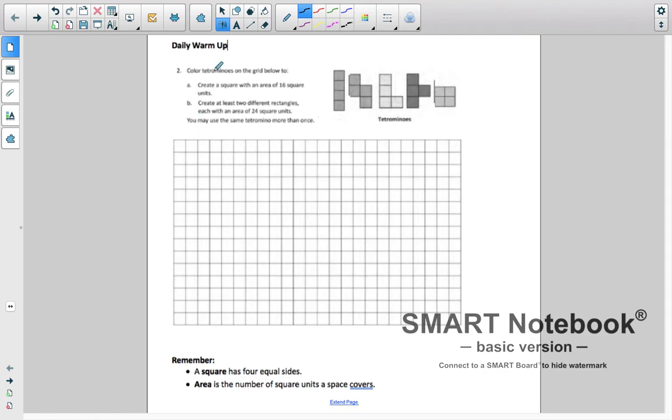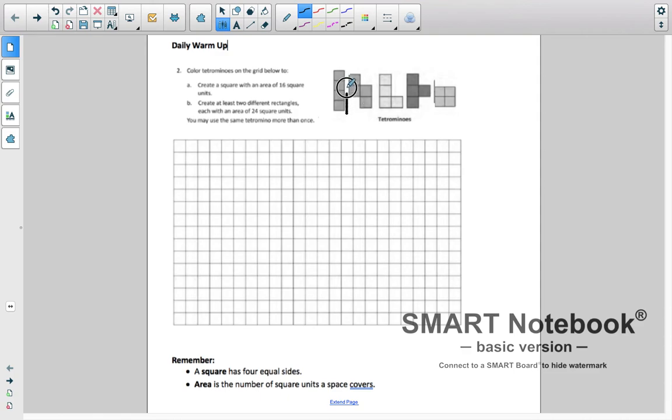Alright, so it says the daily warm up. It says color tetraminos on the grid below to A, create a square with an area of 16 units. So here are the tetraminos before. We have 5 tetraminos. We're going to focus on A first. It says create a square with an area of 16 square units.